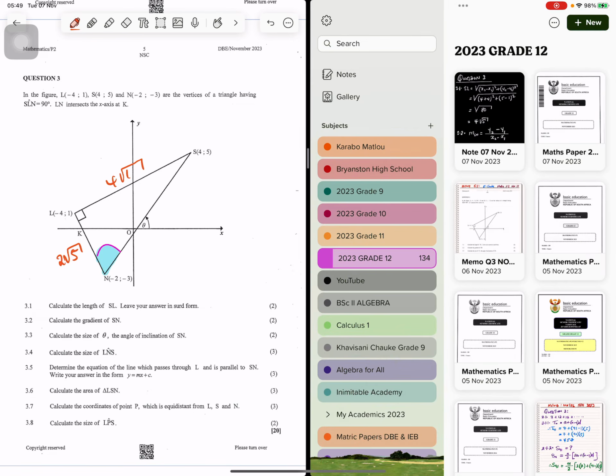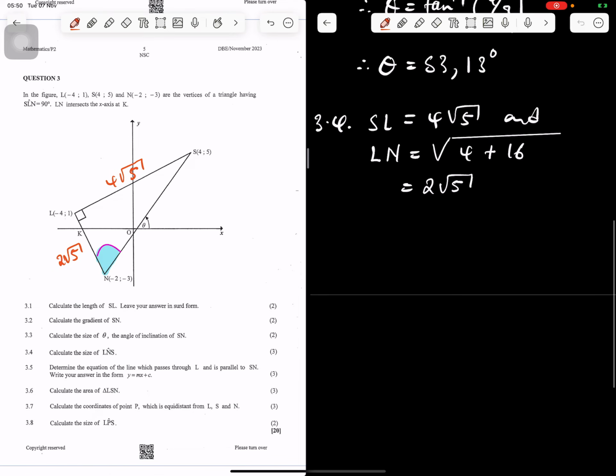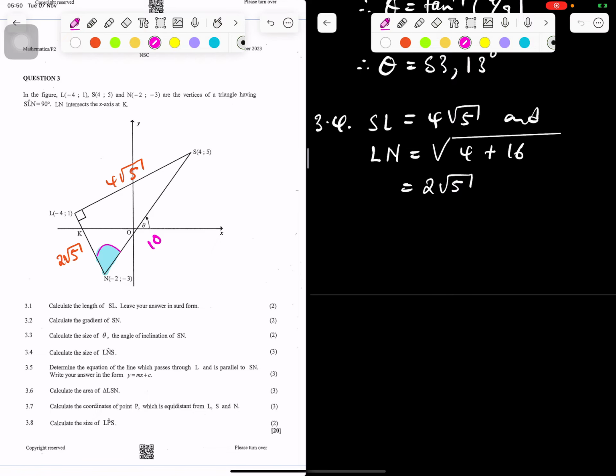I think we found this particular question. That was 4 root 5. It's SL, the first question. And that means you can also find the length of NS. That distance, you can also find it. That is 10 units using Pythagoras' theorem, right? Yes, use Pythagoras. You're going to get that particular distance there because it's a right-angled triangle, hence Pythagoras.